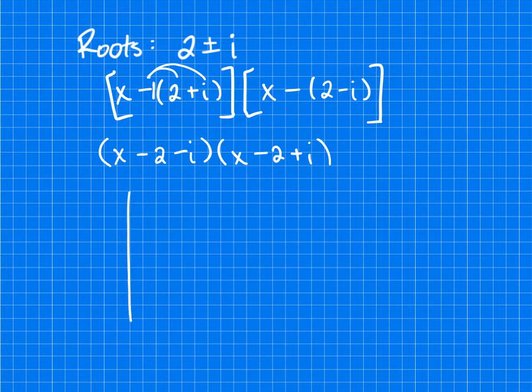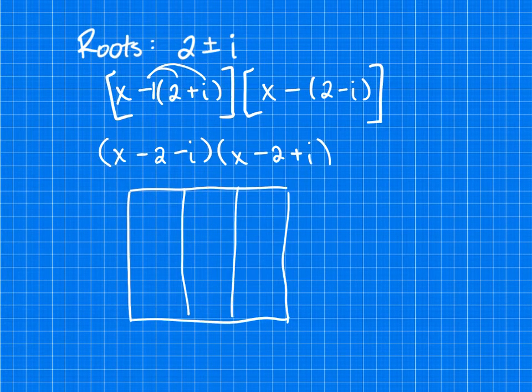And what we would find is that if we were to multiply that whole thing out using a 3x3 box, we would end up with exactly the same quadratic that we started with.